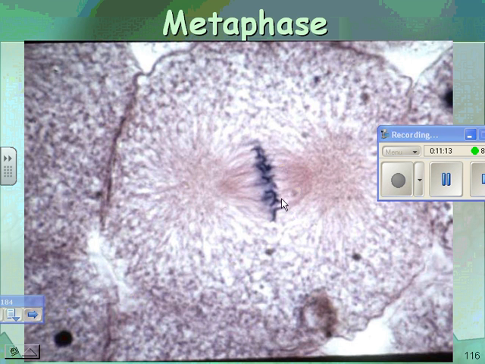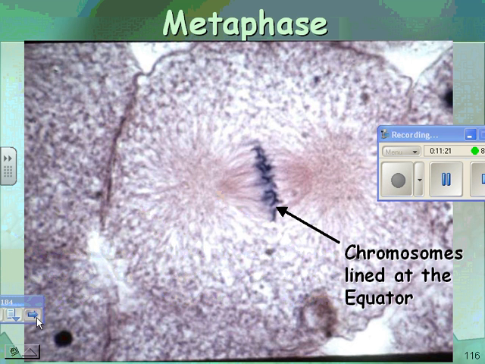And here's a picture of metaphase. Look at the chromosomes lined up, and you can see the spindle fibers here at the poles. Chromosomes lined up at the equator and the poles. You actually have spindle fibers going in all directions, but the ones attached to the chromosomes are the ones that will pull them apart.